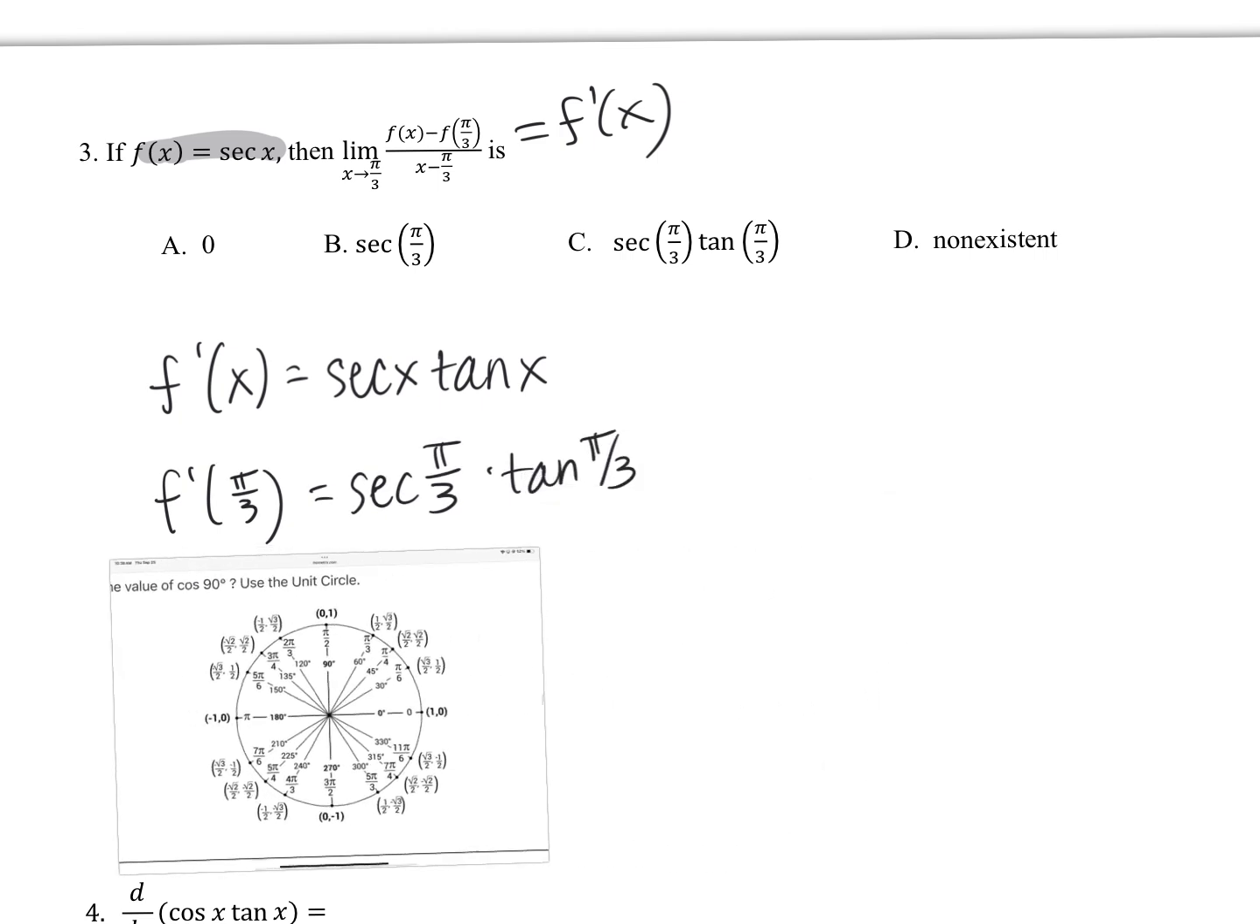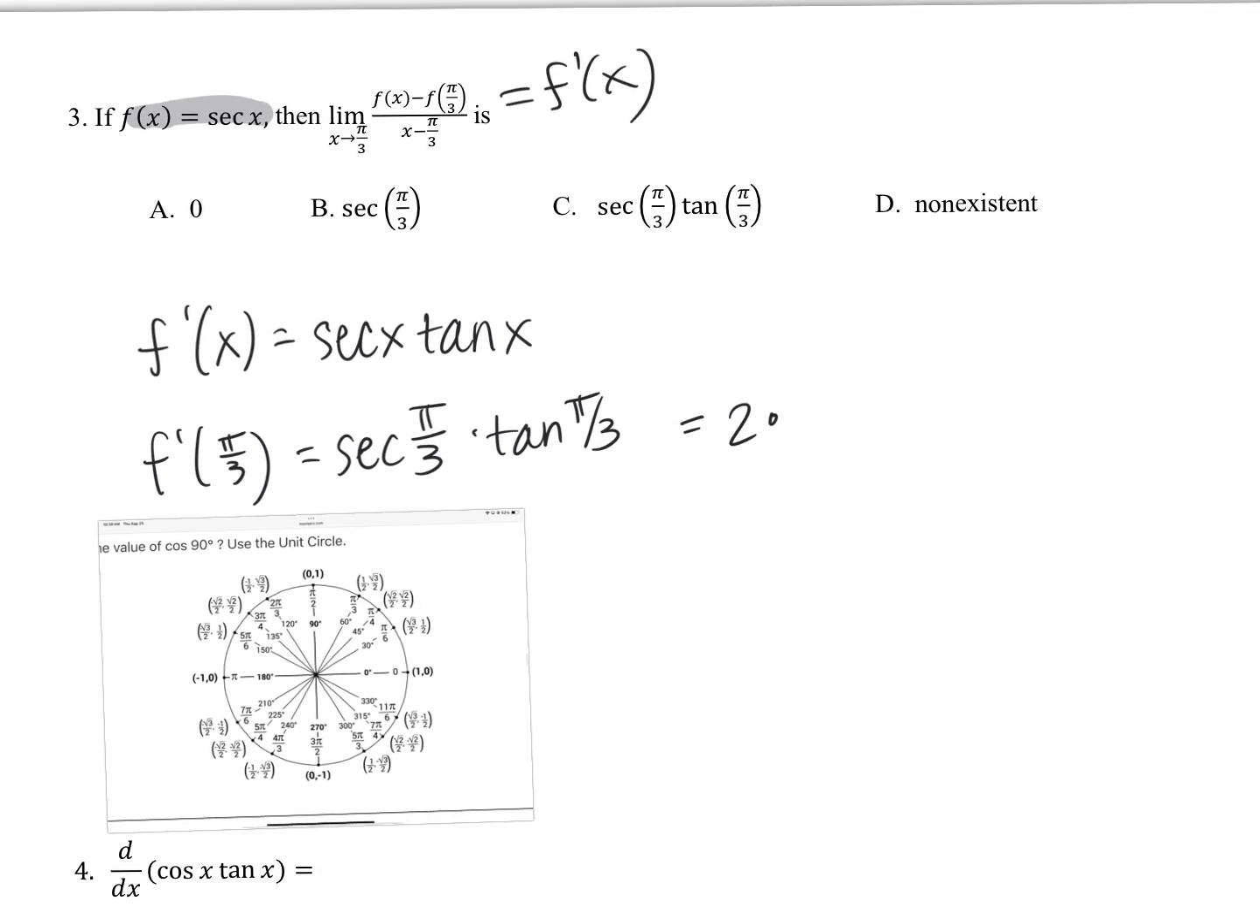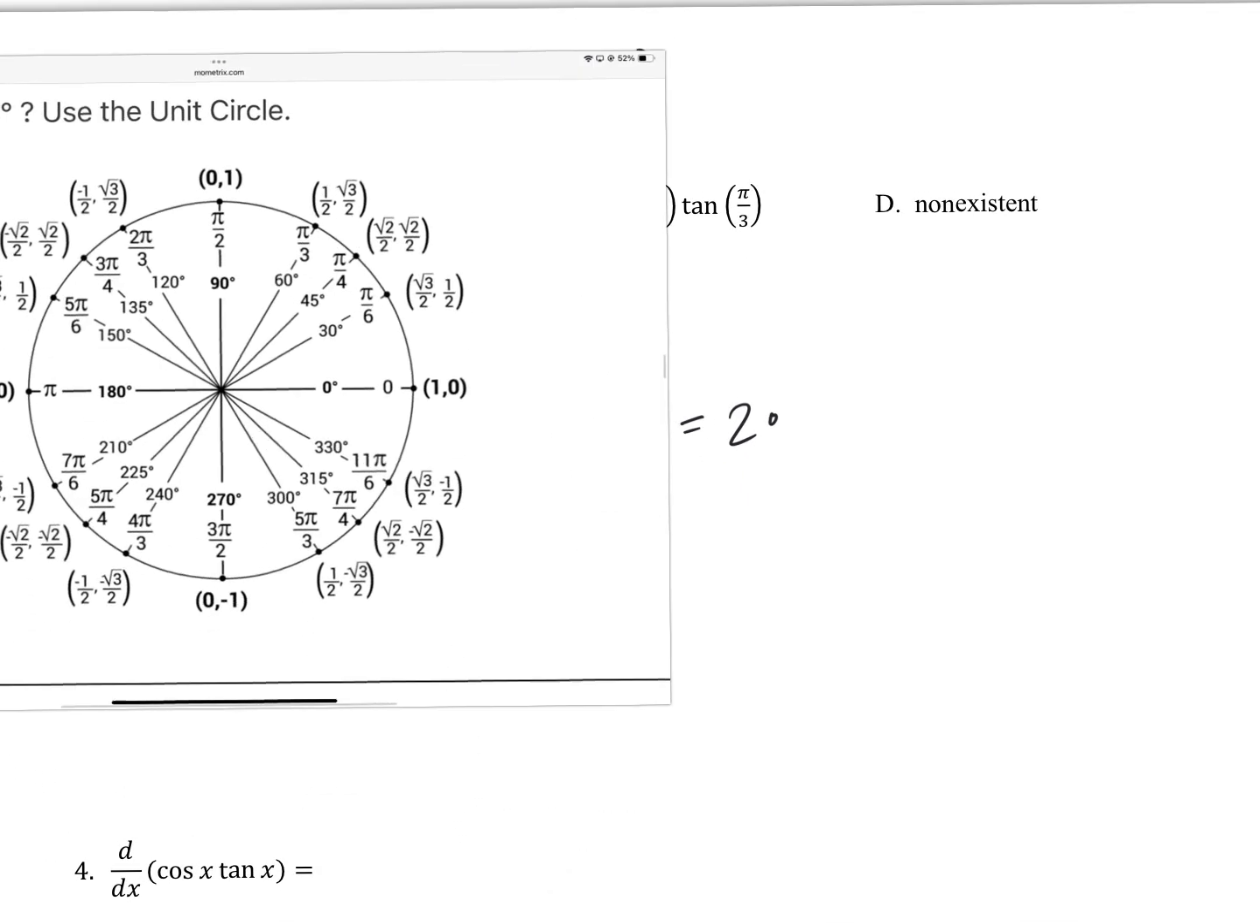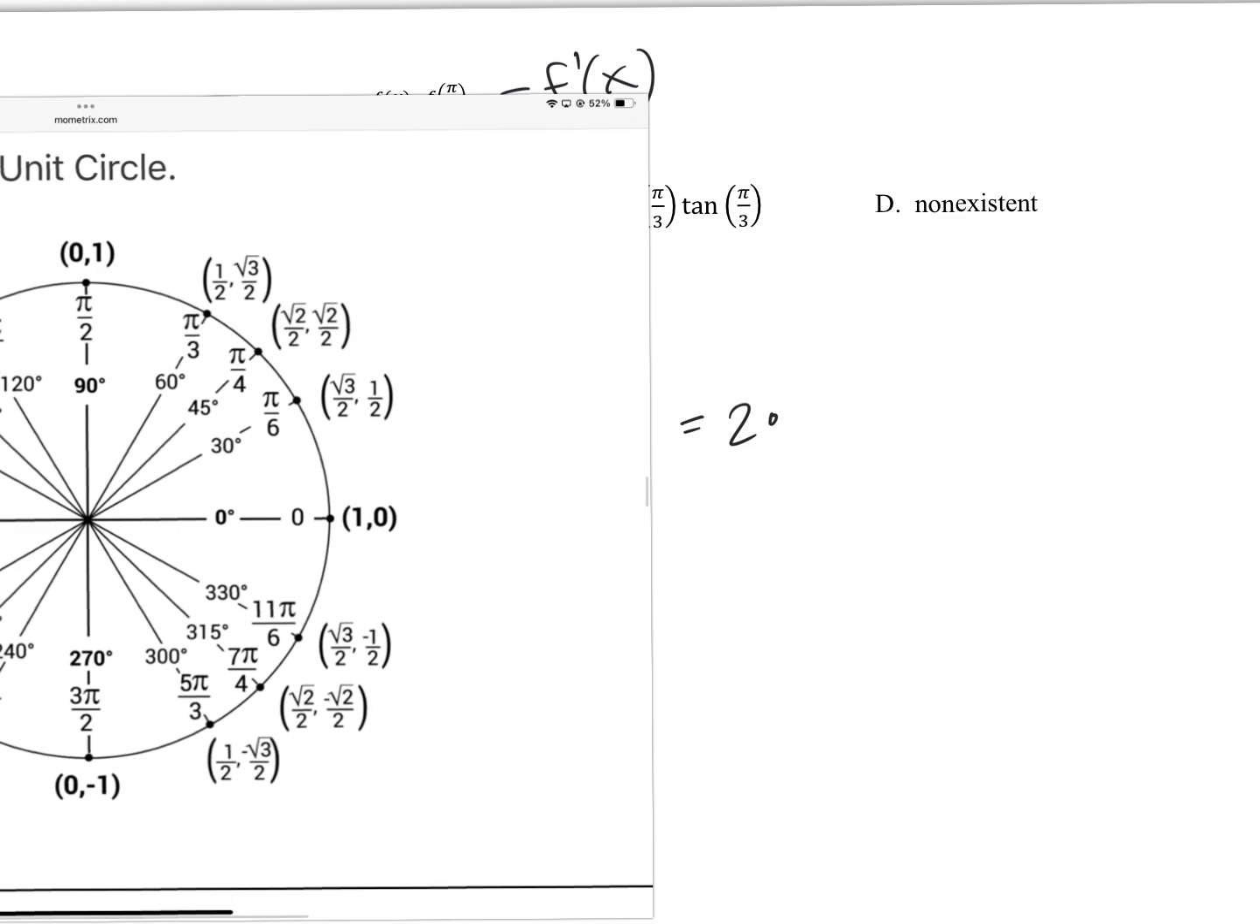Okay, so the secant of pi over 3 we said is 2 times the tangent at pi over 3. Tangent of pi over 3. I like this. The tangent of pi over 3 is y over x. Anytime those denominators match, we end up with root 3 over 1 right there.